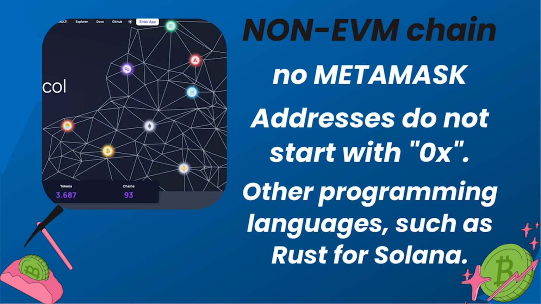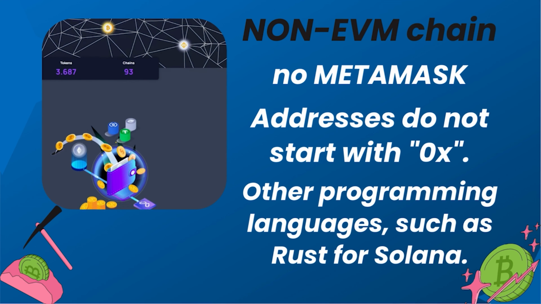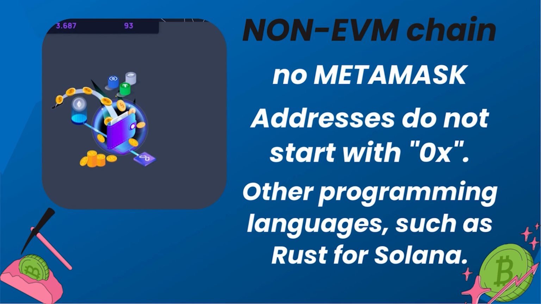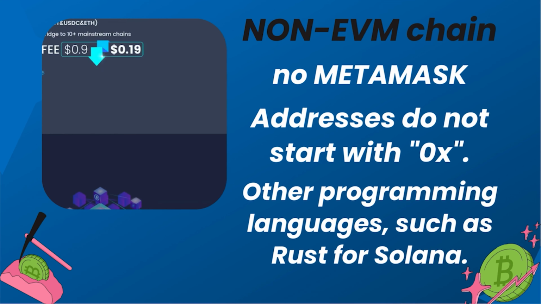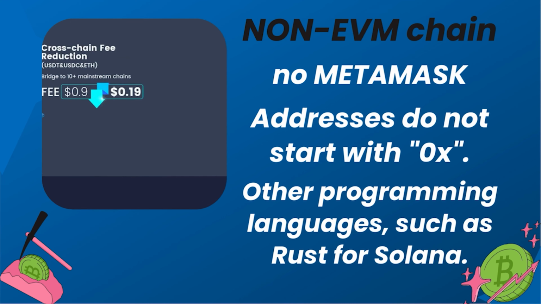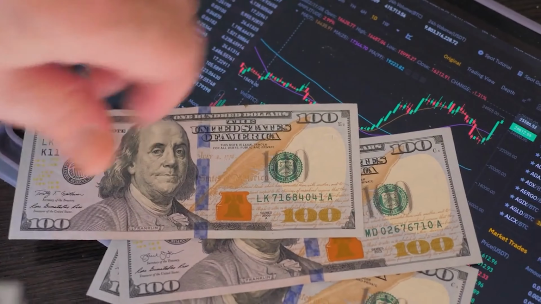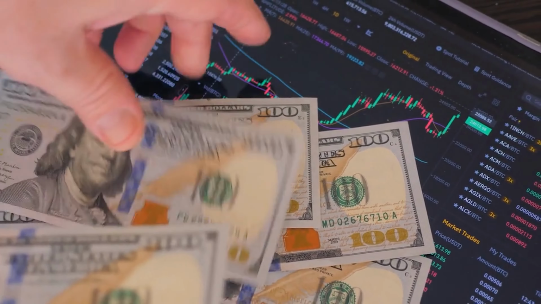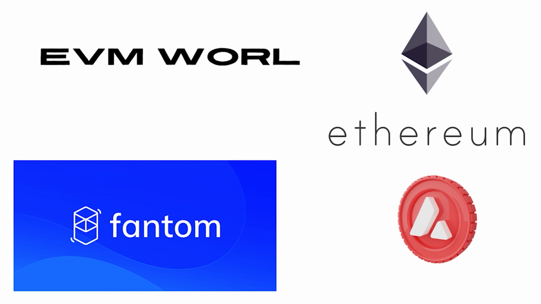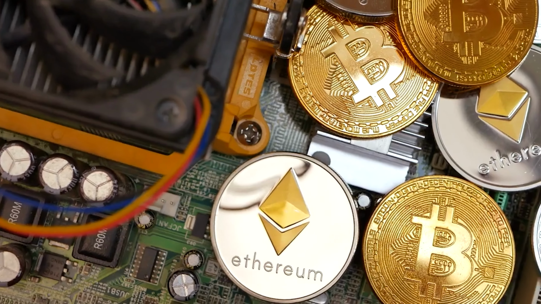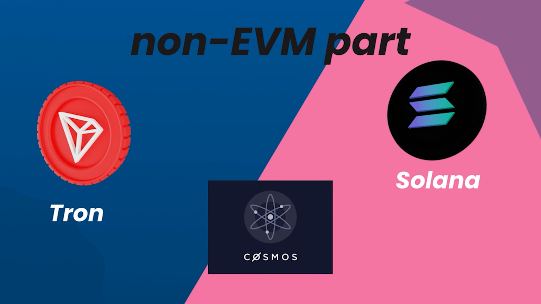Instead, a non-EVM chain has other peculiarities. For example, use of other wallets. MetaMask is not supported. Addresses do not start with 0x. Other programming languages find space, such as Rust for Solana. It is unable to fork existing dApps on EVM chains. Some illustrious names from the EVM world: Ethereum, Avalanche, and Phantom. Instead, here are the representatives of the non-EVM part: Solana, Osmosis, Cosmos, and Tron.